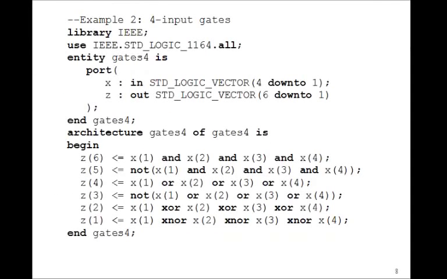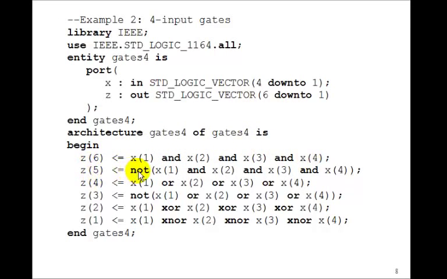So let's write a VHDL program for this. Here's the entire VHDL program. This is the entity, and this is the architecture. Note that the input X we're going to write as a standard logic vector 4 down to 1, and Z will have 6 down to 1. Then in the architecture we'll just write the logic equations. Z6 is going to be the AND gate. Just AND them all together.